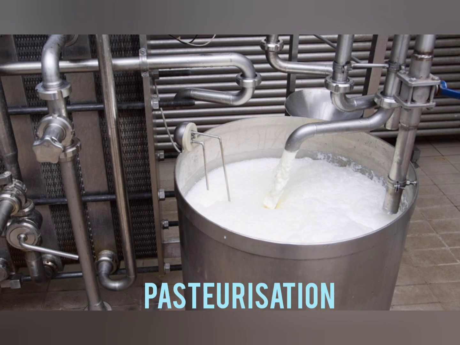And pasteurization. Milk is made germ-free by pasteurization. In this process, milk is heated at 70 degrees Celsius for 15 to 30 seconds and is then suddenly chilled and stored. This prevents the growth of microbes. This process was discovered by Louis Pasteur.